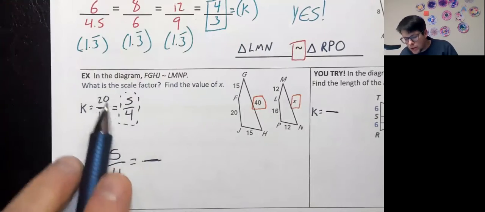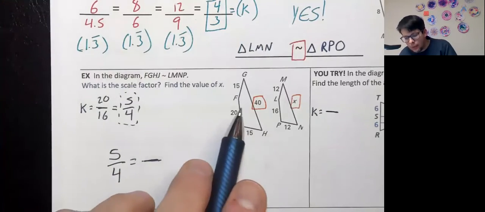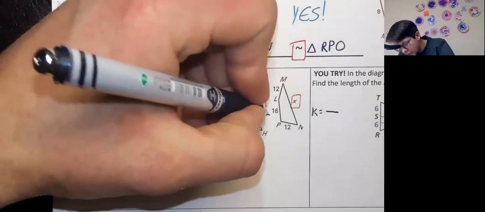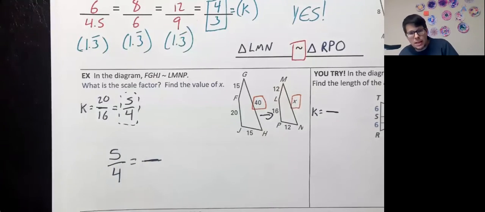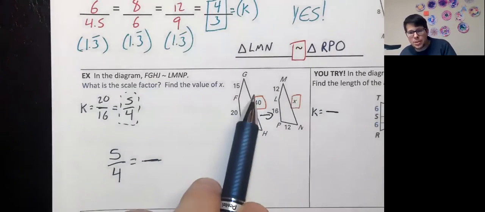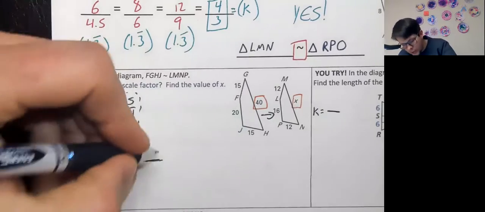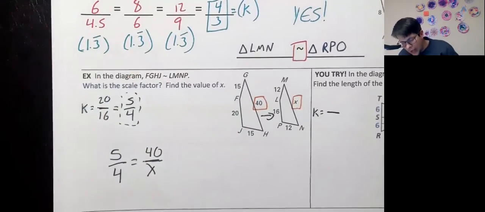When I built my first ratio, I went from 20 and then 16. I went from the left figure to the right figure. I went in this direction. And I want to do the same thing here. So I'm not going to start with my X. I'm going to start with the 40 and then I'm going to end with the X. So it is going to be 40 over X like so.